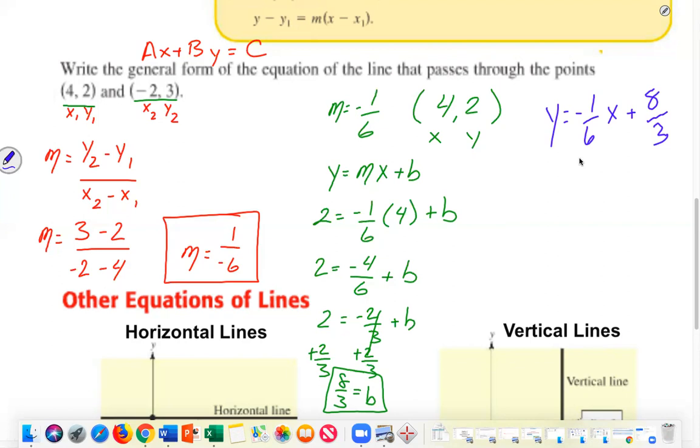So I have ax plus by equals c. Almost there, right? I gotta get x to that side. So I'm gonna add 1/6 x. That gives me 1/6 x plus y equals 8/3. But here's the thing.